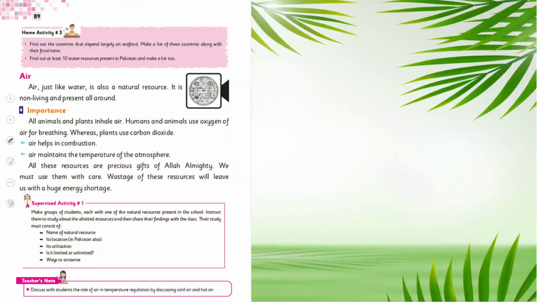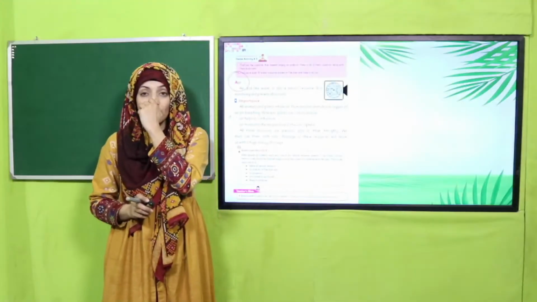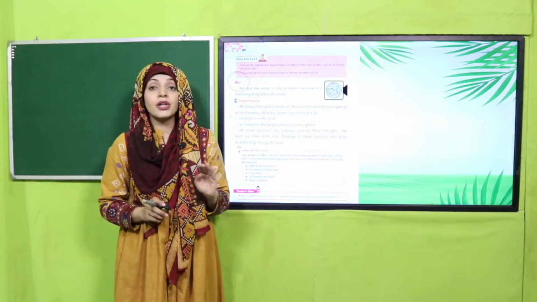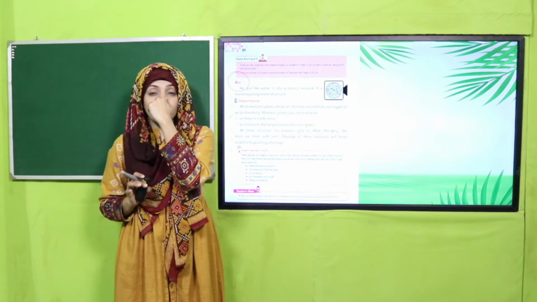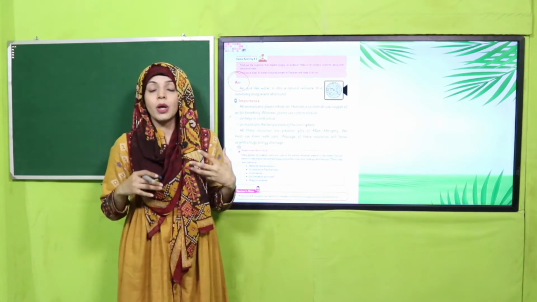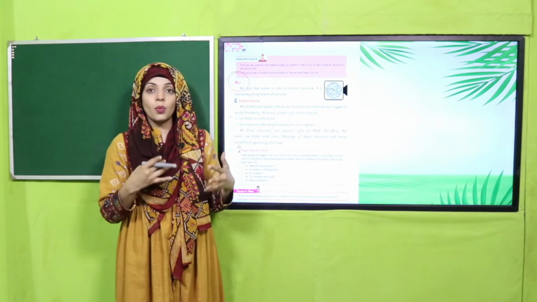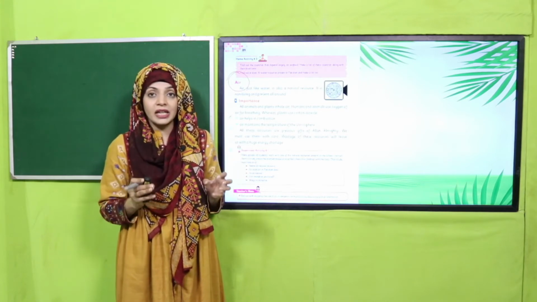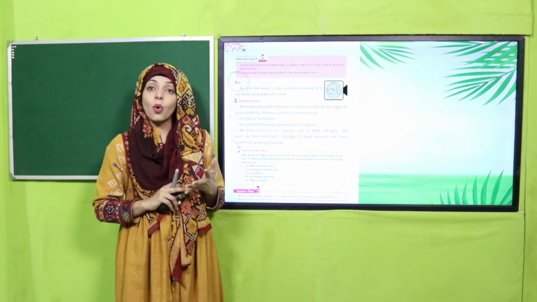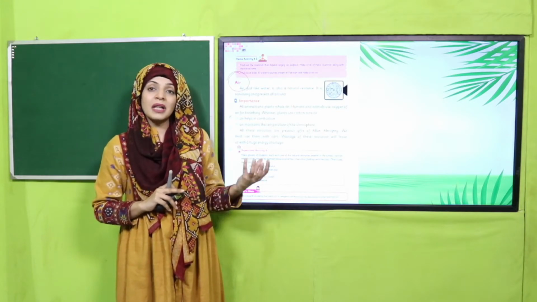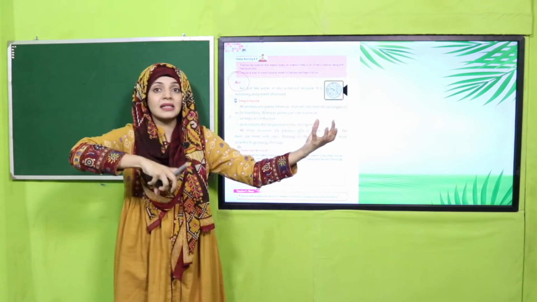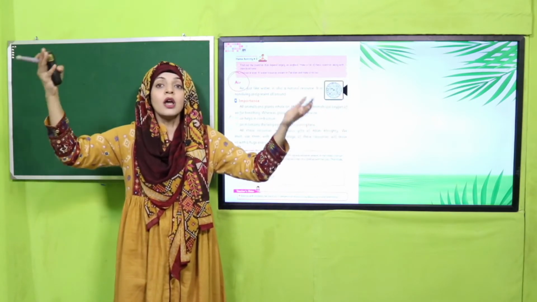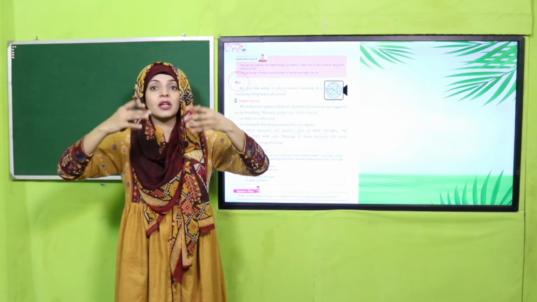On page number 89, we studied about air as a natural resource. Air is a mixture of gases, and without air, you cannot survive. You know that if you hold your breath for a few seconds, you cannot hold it for more than a few seconds. You will be out of breath. आपको हवा चाहिए इसलिए. Plants and animals both need air. Animals and human beings get oxygen from the air, whereas plants get carbon dioxide from the air, which tells us that air is a mixture of gases.